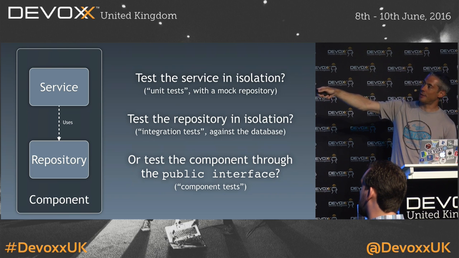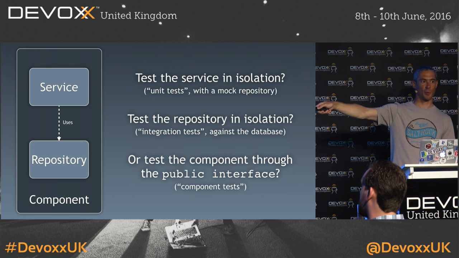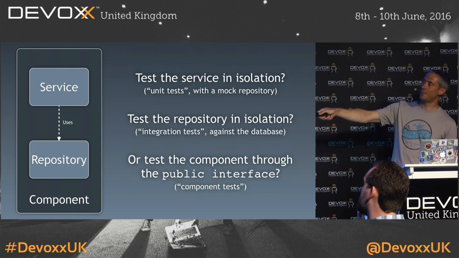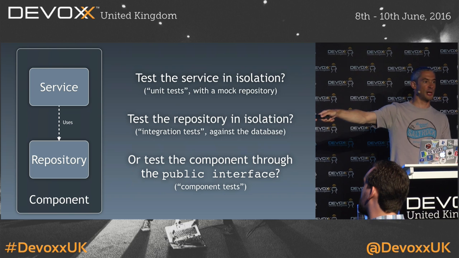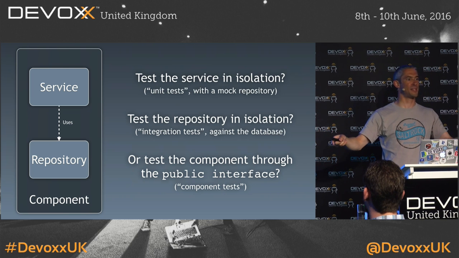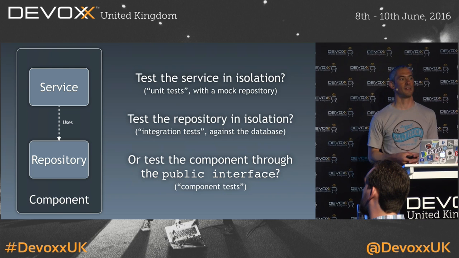I could unit test this thing by providing a mock one of these, a mock repository. That's the typical approach we take. And I also see teams, you obviously want to test your real repository code, so they spin up a database and they write a bunch of quite fragile, brittle integration tests that test this thing against the database.